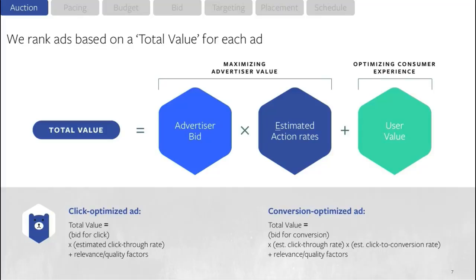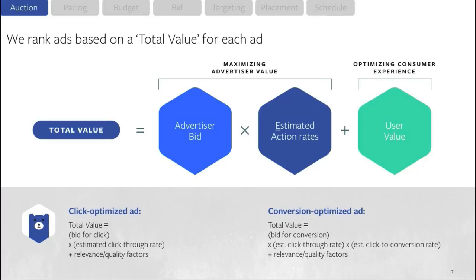So you have three components of the total value: advertiser bid, estimated action rates, and user value. You can start to understand some implications. A very relevant ad with a low advertiser bid could still have a high total value. A high advertiser bid paired with a low expected click-through rate or conversion rate can result in a low total value. As I mentioned earlier, the ad with the highest total value wins the auction for the targeted individual.